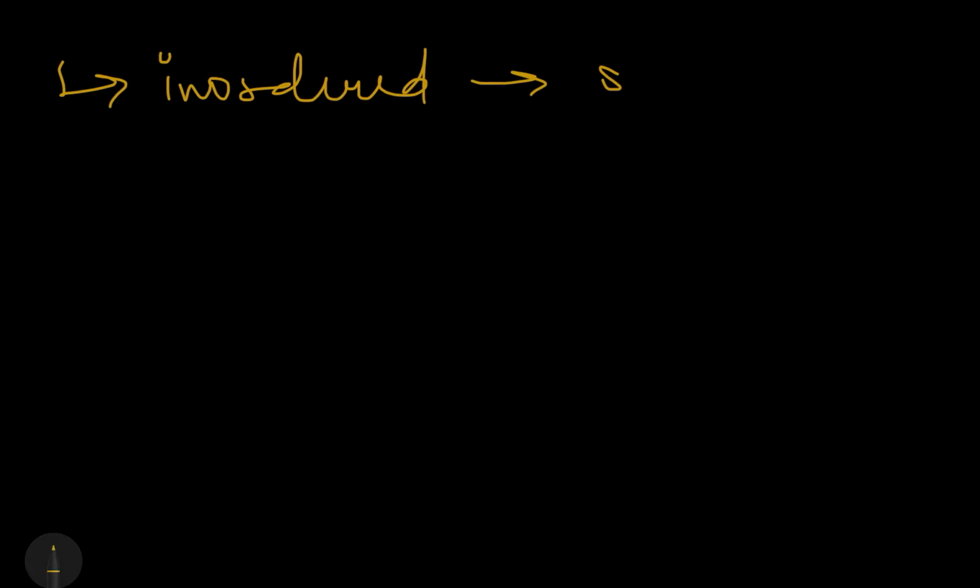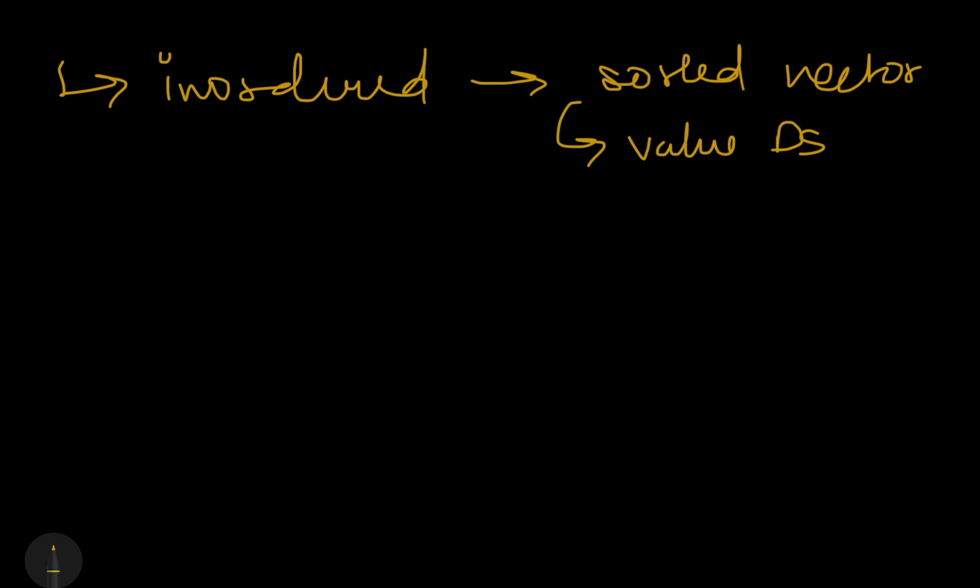Okay, so first what we have to do is sort them. We can easily sort them. We know it is a binary search tree, so by doing an in order traversal, we can get our sorted vector in which we have the values of the binary search tree.